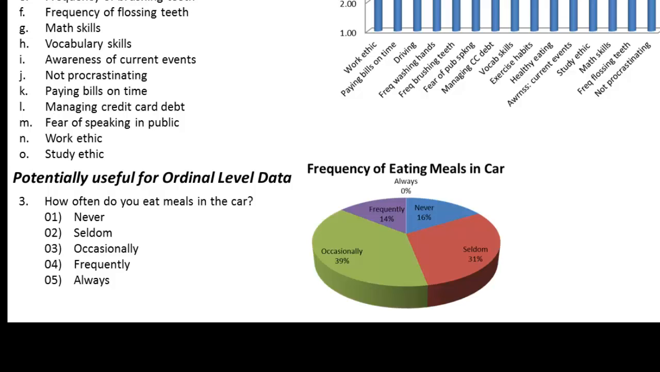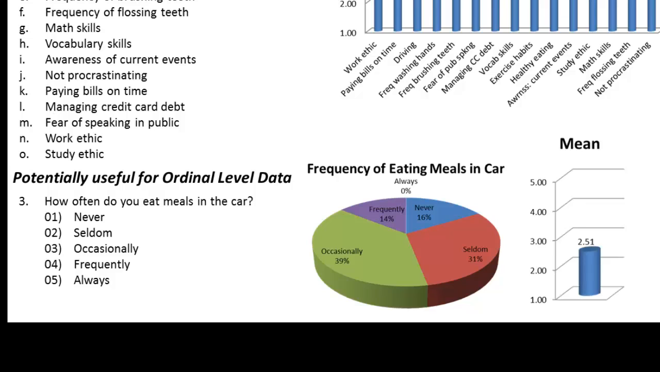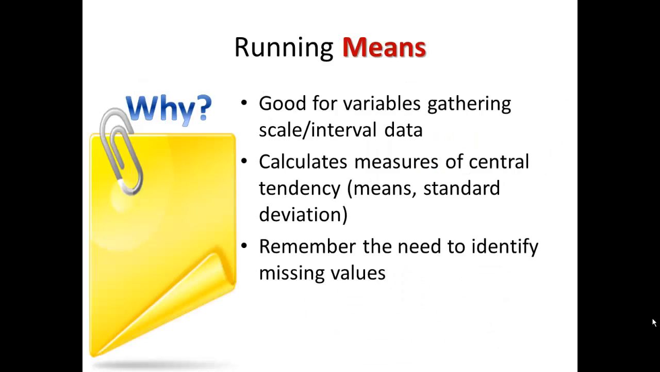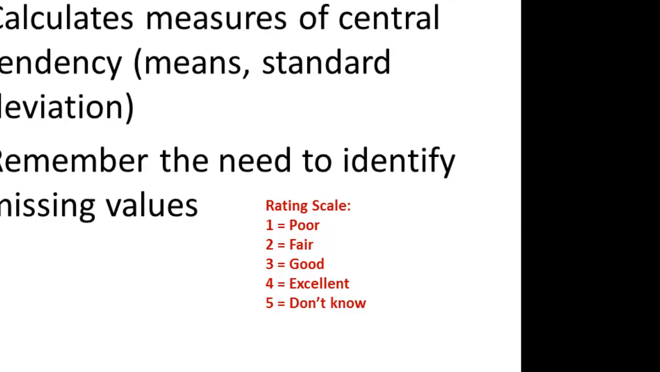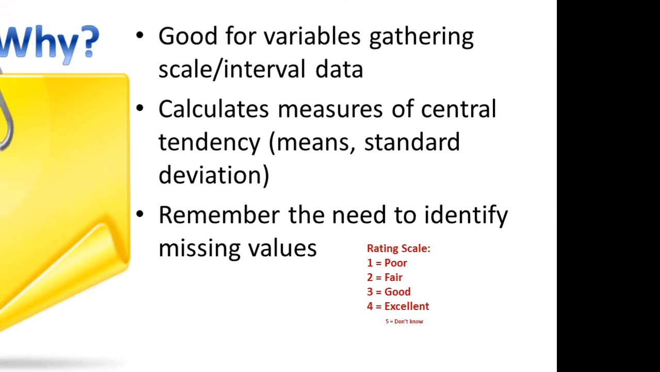And you could run a frequency analysis on that, just like we talked about earlier, but you could also run a mean on that. Remember that you may need to identify some missing values. For example, on a 1 to 4 scale of poor, fair, good, excellent, if you allow 5s to stay in that file and run those, you will overinflate or overestimate your mean. So you would want to create 5 as a missing value, therefore it's excluded from the calculations.